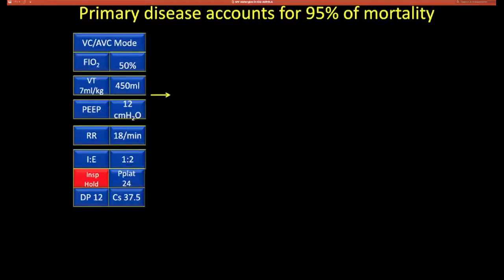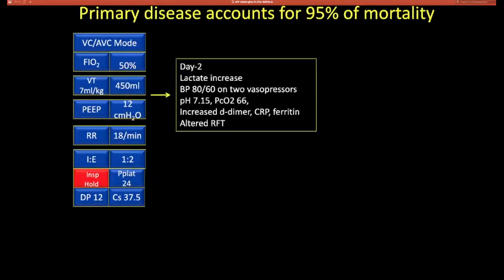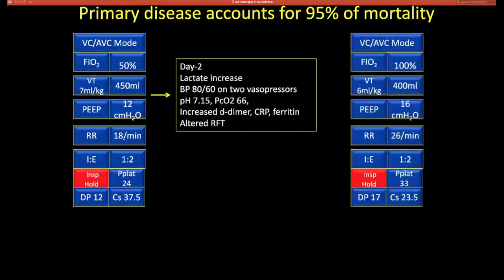is a sick septic patient. We have instituted a lung protective ventilation on day 1, and the day 2 lactate increases, the patient deteriorates. If it is a COVID patient, there is increased D-dimer, CRP, and ferritin, altered RFTs, and the lung has gone bad, and patient condition has deteriorated and patient dies. So do you think that a primary lung protective ventilation is going to save the patient? Absolutely not. So remember this.